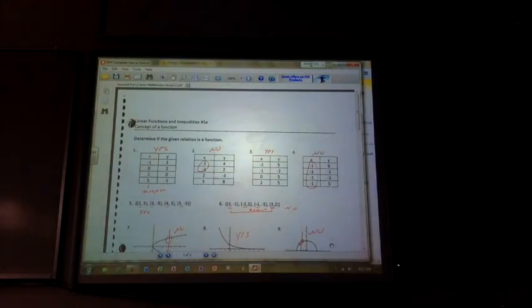And what was the test that we can look at if we have a picture, if it's a function or not? Vertical line test. Okay. So is 1, 2, 3, 4, 5, 6 okay? Yeah. And then 7, 8, 9.